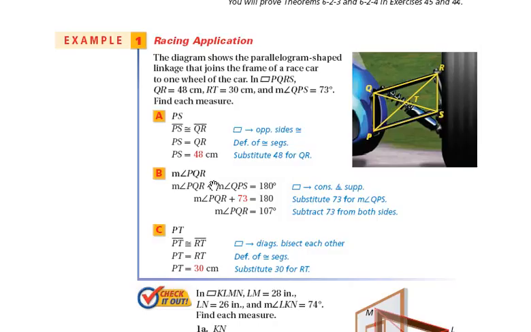Here we're using the property that if we add up two consecutive angles in a parallelogram, it's going to equal 180. So we're able to quickly find the measure of angle PQR, which would be that angle right in here. And then this is just using the diagonals bisecting each other. We can look at that example as well.